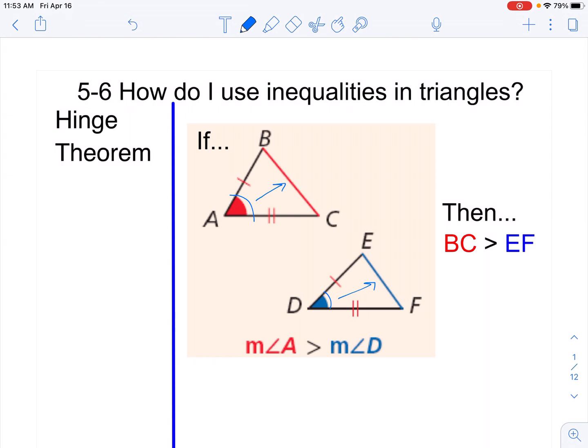If angle A is bigger than angle D, so we'd write it like this, angle A is greater than angle D, then we can say the side across from angle A, side BC, is greater than the side across from angle D, EF.